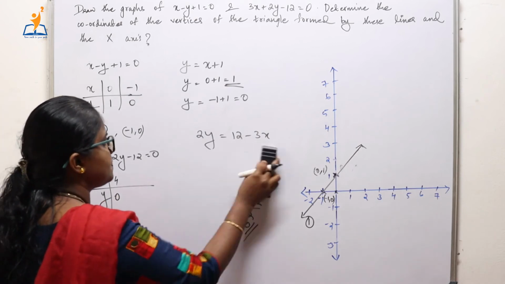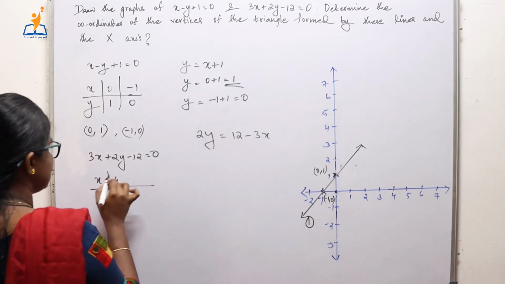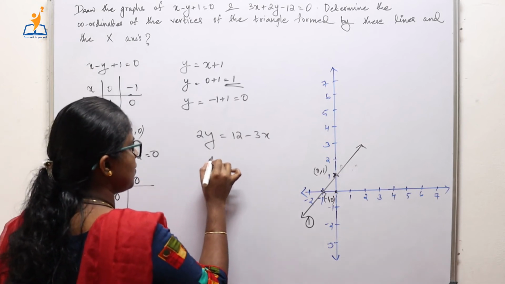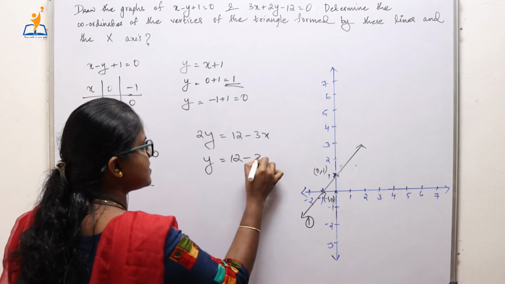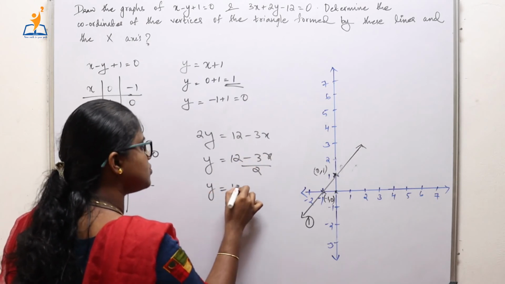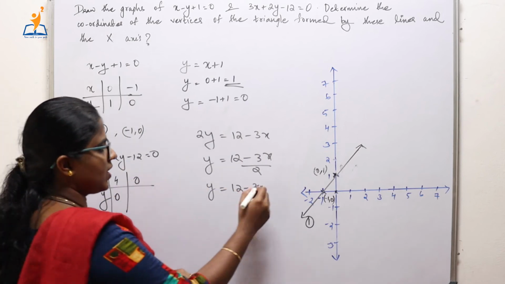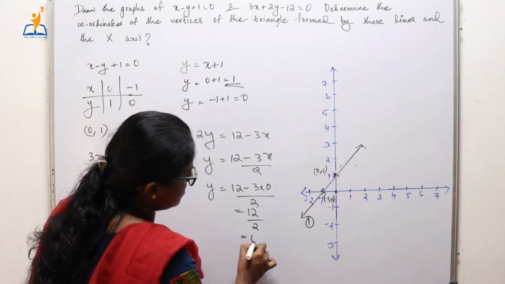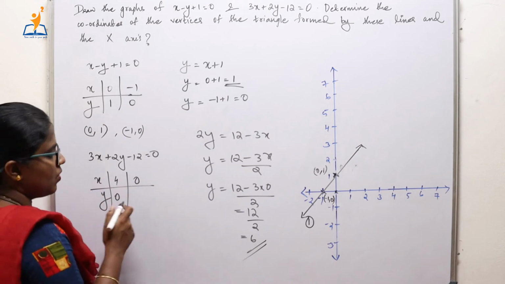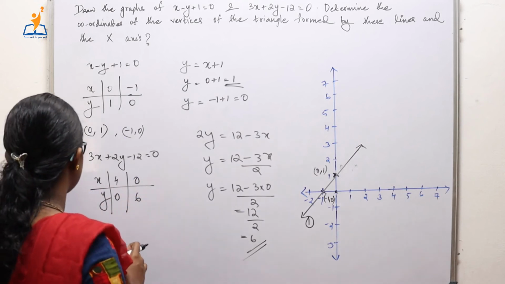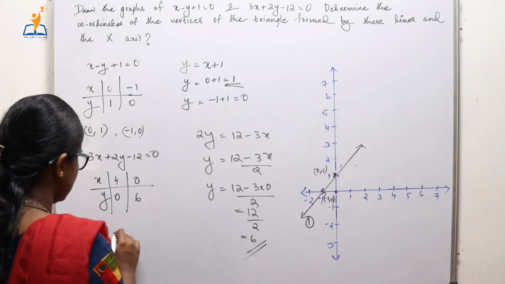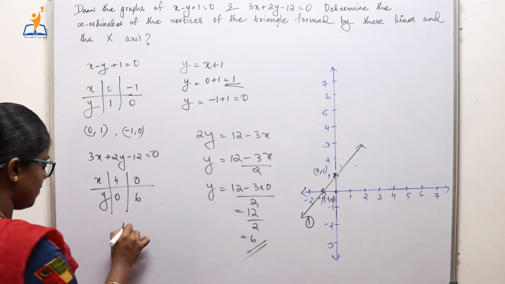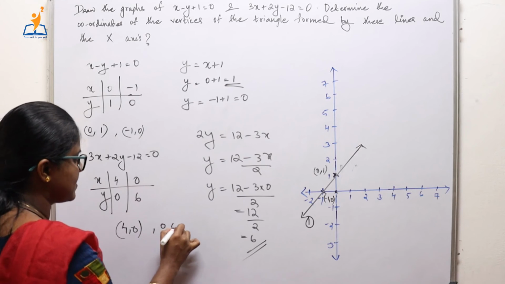Now let's take x is equal to 0. Now when x is equal to 0, we have y is equal to 12 minus 3x by 2. So y is equal to 12 minus 3 into 0 by 2. Now 12 minus 3 into 0 is 12. So 12 by 2 is 6. So when x is equal to 0, we have y is equal to 6. So now we have to plot these points, that is (4, 0) and (0, 6) in the graph.